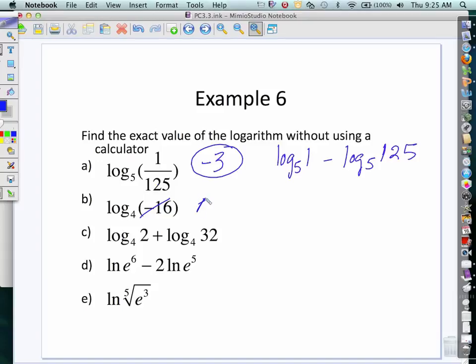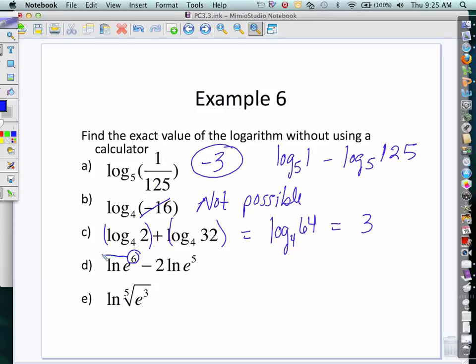On letter B, taking log base 4 of -16, you can't do it. Okay? It's not possible to take log of a negative number. On the third one here, I would probably take these two logarithms and condense them to 1, log base 4, 2 times 32, which is 64. So that answer is 3. 4 to what power is 64?